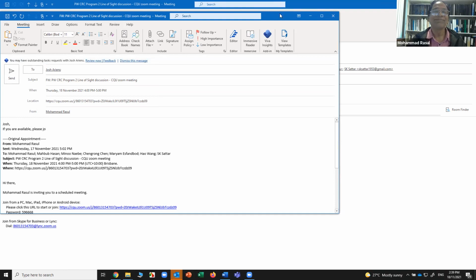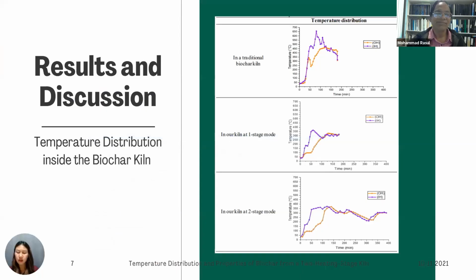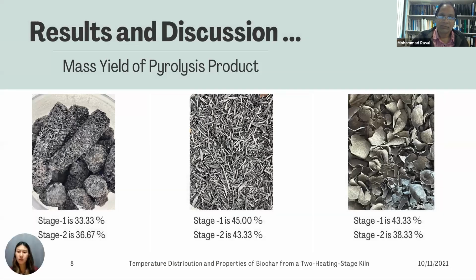Product. The Concord biochar yield from the two-stage mode was 36.7%, higher than the single-stage mode of 33.3%. In contrast, the light hot and long-term peak biochar yield decreased from 45% to 43.3% and 43.3% to 38.3% from the single-stage to two-stage mode. An additional increase in heating time from the two-stage mode appeared to decrease the biochar yield.